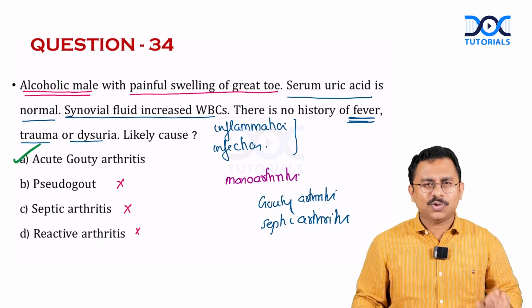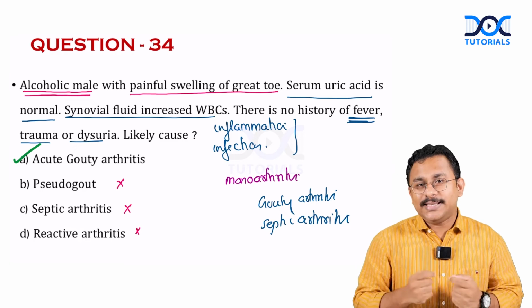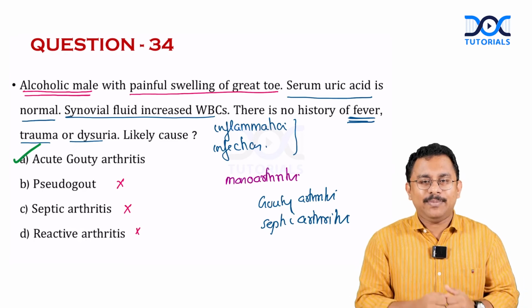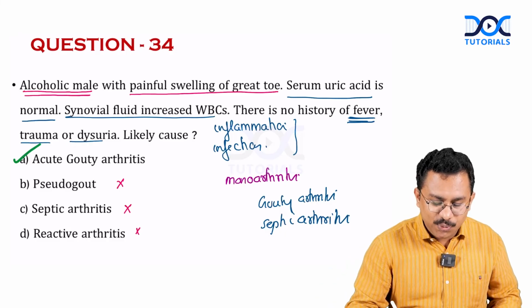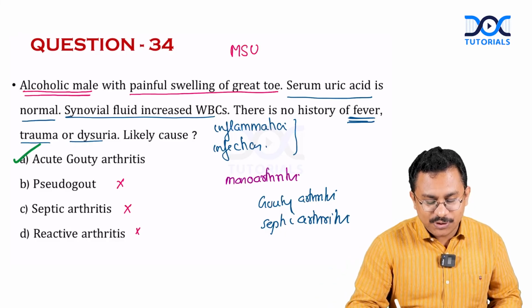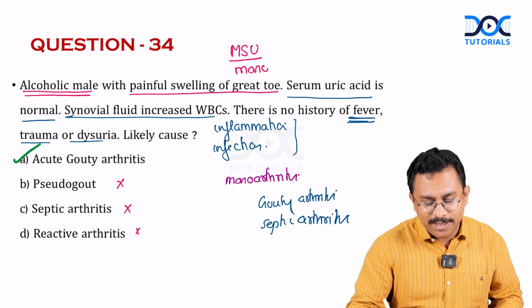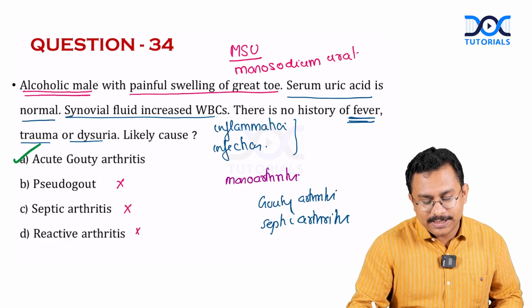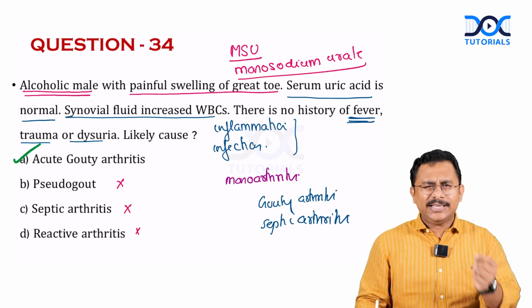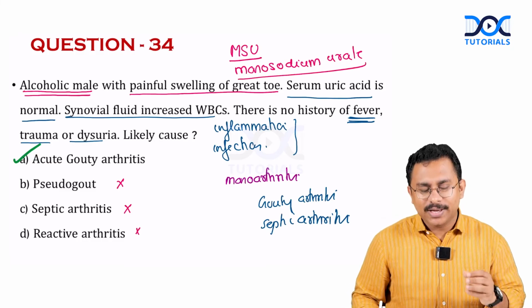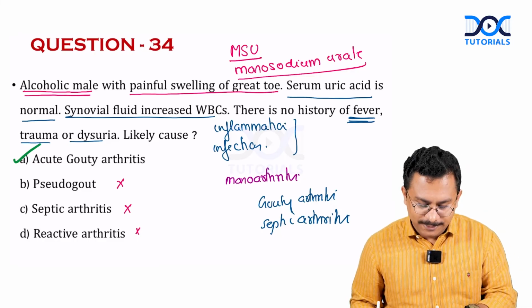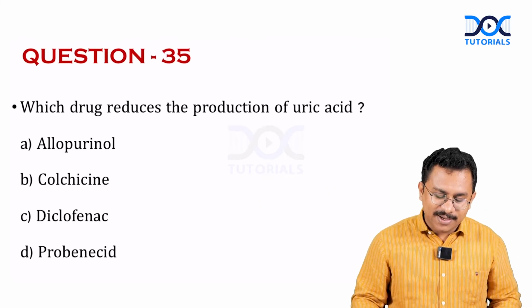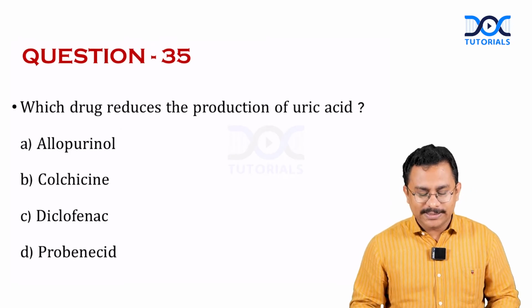Acute gouty arthritis. So my dear students, just because serum uric acid is normal at the time of an acute episode, it doesn't rule out gout. I have always stressed to you the importance of the MSU, the monosodium urate. They are the ones which are important for the disease. The MSU crystals may cause the damage, and in some patients during the acute episode, uric acid is normal. Usually it is high, in some patients normal. Question number 35, which drug reduces the production of uric acid?